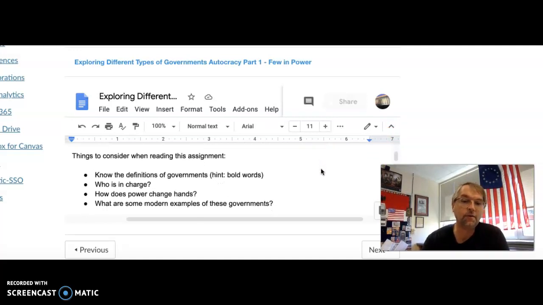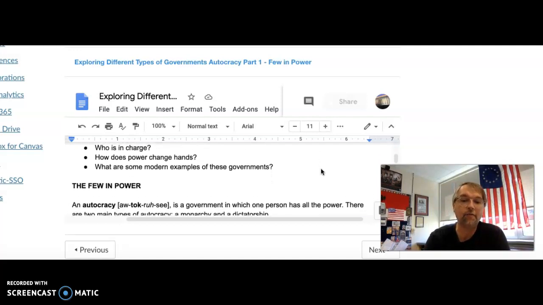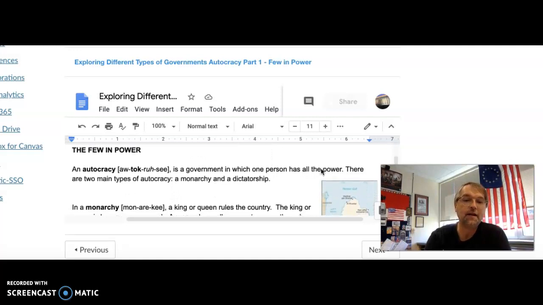Things to consider when reading this assignment. So as you're reading along, try to think of these questions, have them back in your mind, and this gives you your meaning for reading. Know the definitions of governments. Hint, they're in bold words. Who is in charge? How does power change hands? What are some of the modern examples of these governments? So beginning here with few in power.